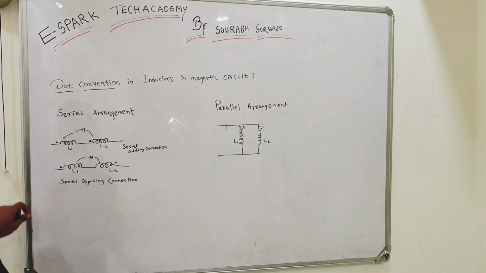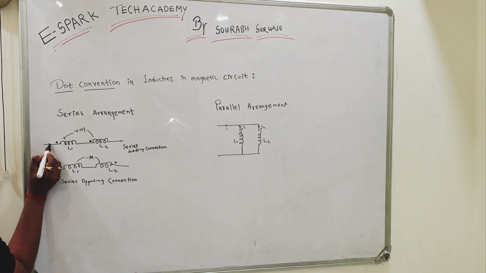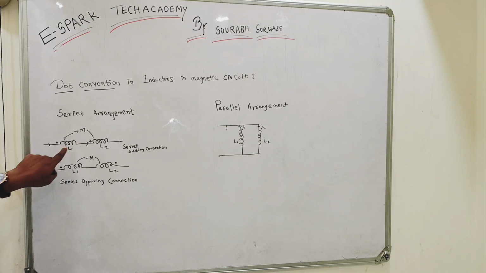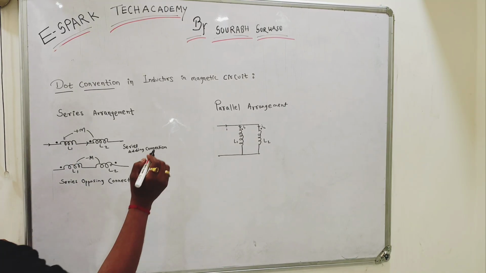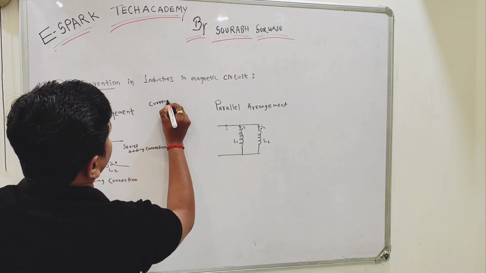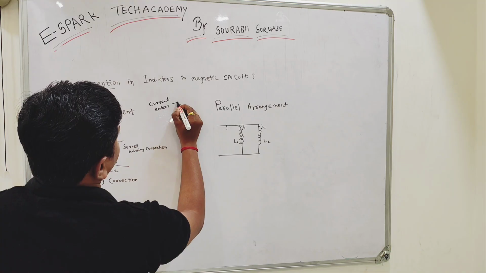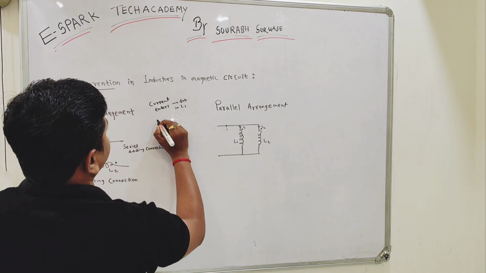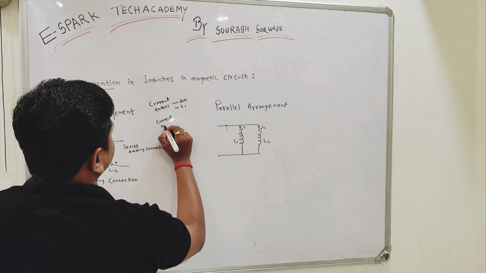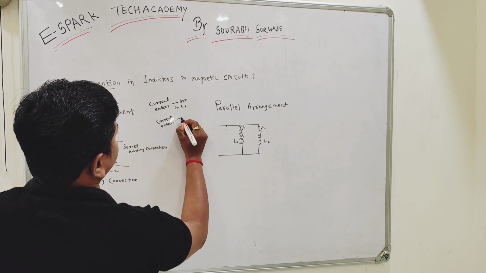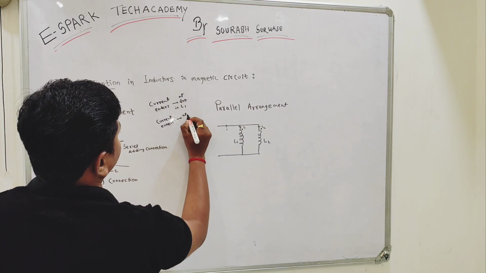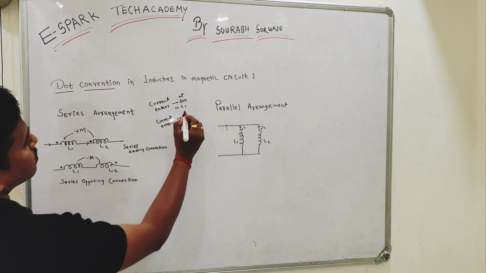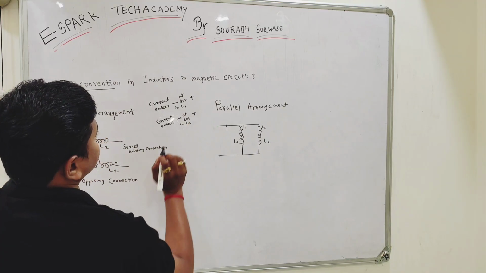The dot convention is that when current is entering through these dots which are marked here, if current enters at the dot in L1 and current enters at the dot in L2, in this case it is marked as positive, and also this is marked as positive.